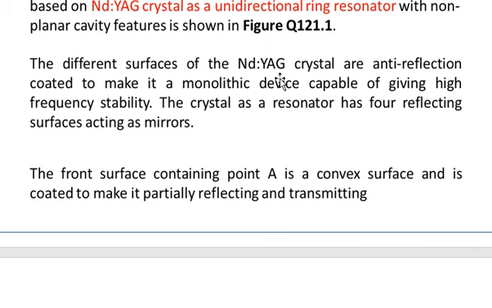The different surfaces of the Nd:YAG crystal are anti-reflection coated to make it a monolithic device capable of giving high frequency stability, because this is a single crystal. There are no relative parts of this crystal. All the parts are based on the same crystal structure. So that's why there would be a very high frequency stability of the beam obtained using such a cavity. The crystal as a resonator has four reflecting surfaces acting as mirrors.